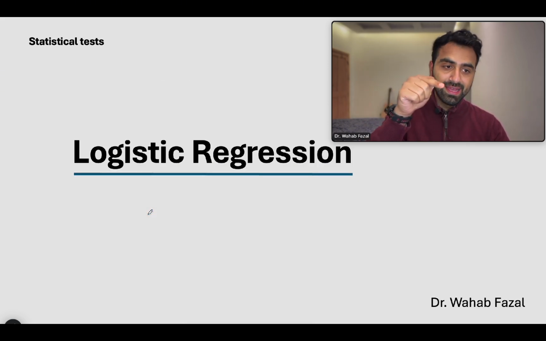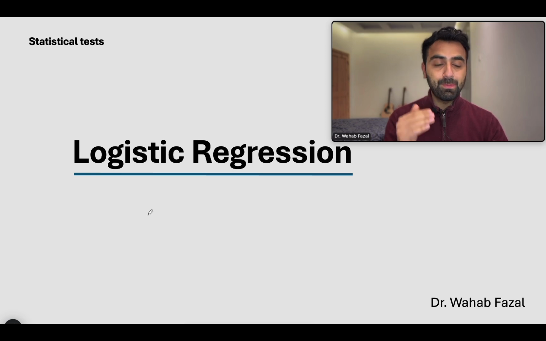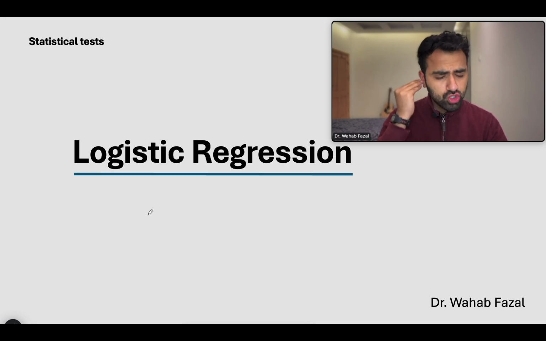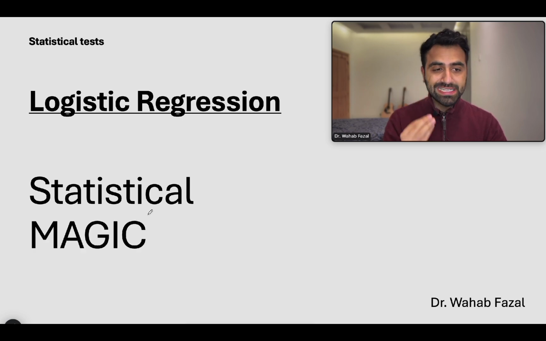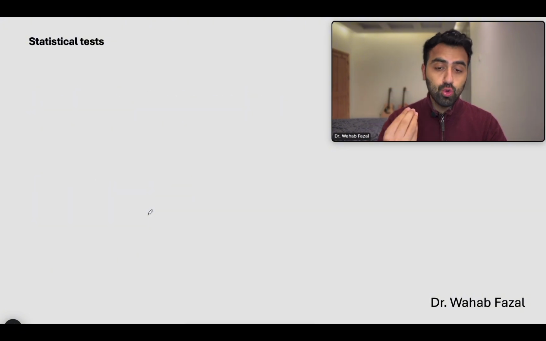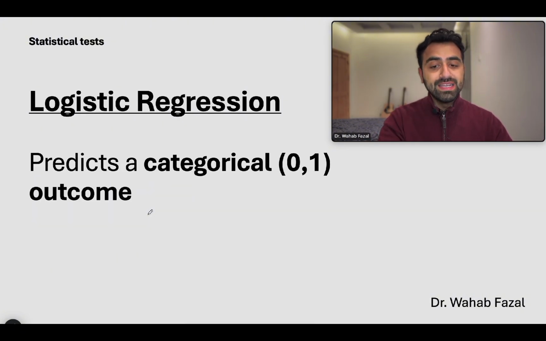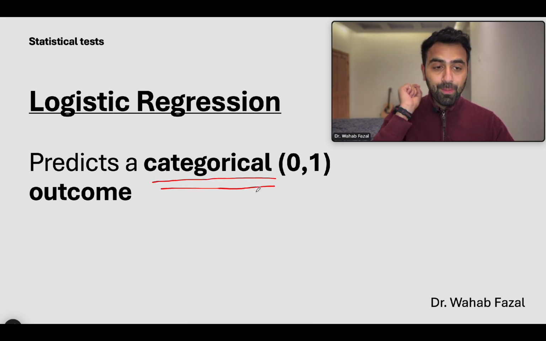The third thing that can also be used to study the relationship between two categorical variables is something called logistic regression. This is a super cool test. How I define logistic regression is statistical magic. It is so cool. So what you do with logistic regression is predict a categorical outcome. You predict the probability of a categorical outcome happening or not. What does that mean?